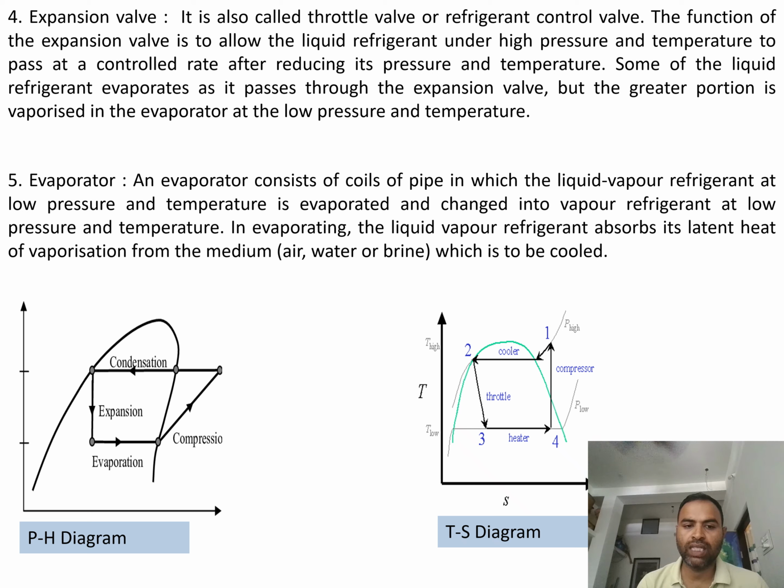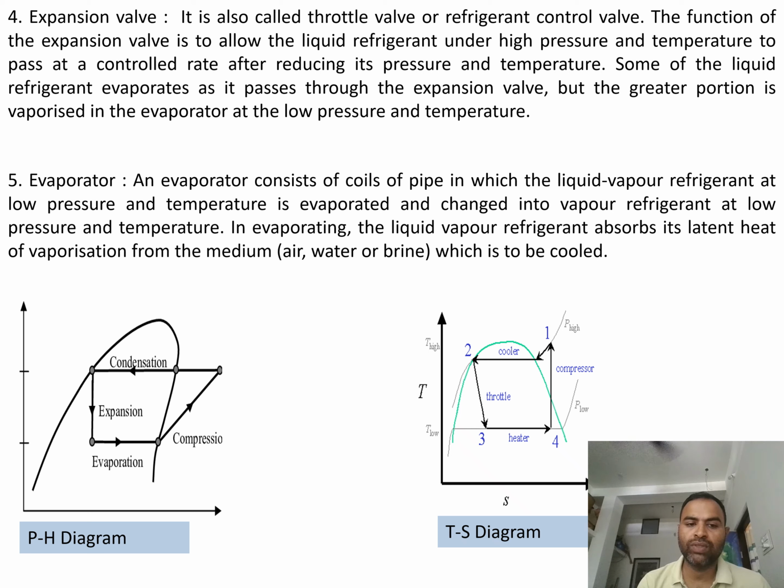As shown in the PH diagram, if we have to plot the four different points beginning from the compression. Now, if we plot the point number 1, that is low pressure, low temperature vapor refrigerant, then it is the lower pressure point from where the compression process is started. 1 to 2 is the isentropic compression in which entropy remains constant throughout the process.